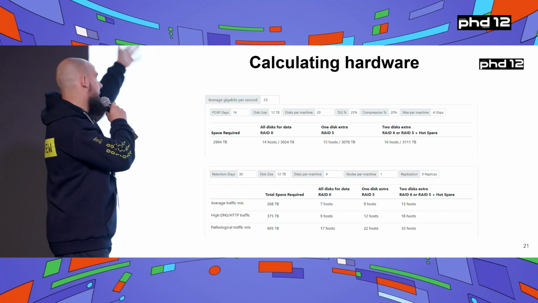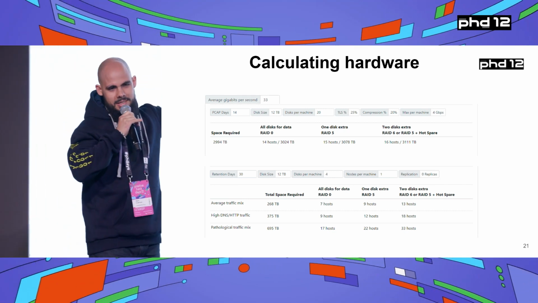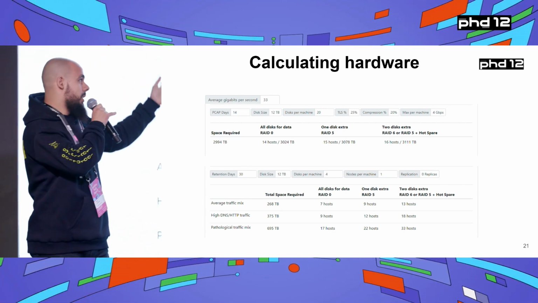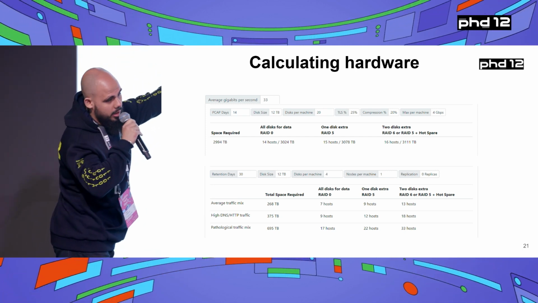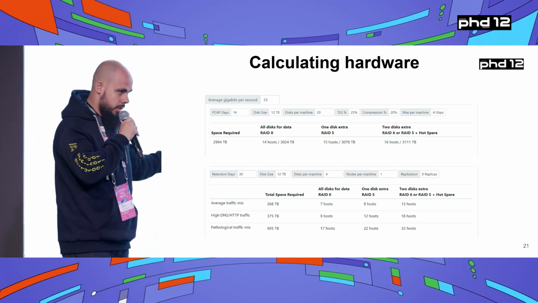You will need approximately 3 petabytes of space for the big number of machines housed, and this is only for the pickup, for the capture nodes.